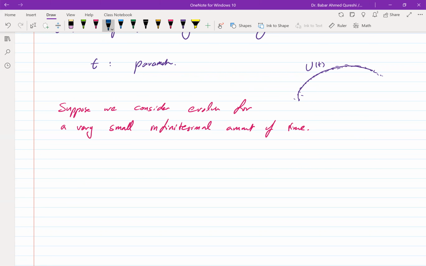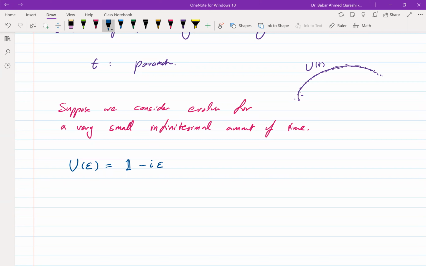So you will then be able to write it. So it's a very small amount of time. When this epsilon becomes 0, that means I haven't evolved at all. So it should be very close to identity. It should start with identity. And then I have to add something to it, which depends on this parameter. When this parameter becomes 0, this extra bit goes away.